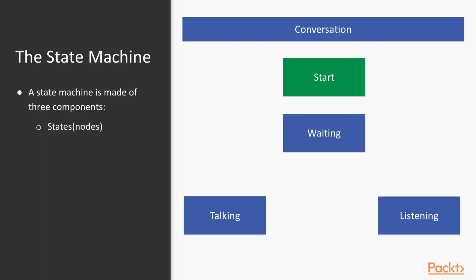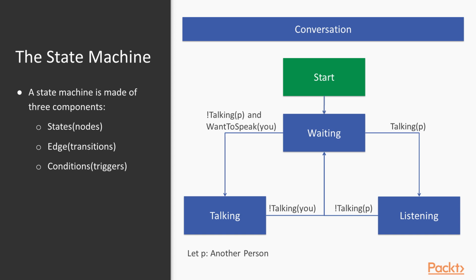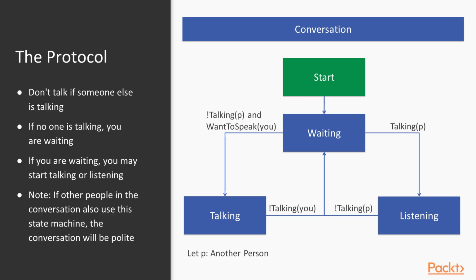A state machine is modeled by drawing a graph. The nodes of the graph denote the state. The edges are transitions. The conditions necessary to cross an edge are shown adjacent to it. Here we have modeled a conversation. If all parties model this conversation, then nobody should be interrupted while speaking, as everyone will wait for a gap in the conversation before taking their turn to speak.